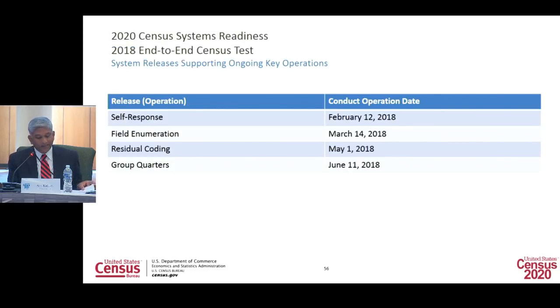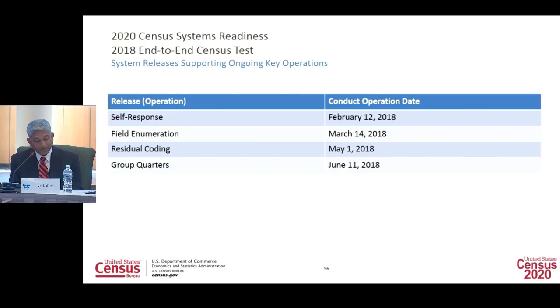Next slide, please. So as shown on the screen, we had four main sets of systems released for peak operations. For self-response, which includes the operations of internet self-response, non-ID processing, census questionnaire assistance, and paper data capture, we released, tested, and deployed 23 systems successfully. For field enumeration, including update leave and non-response follow-up, 31 systems were involved. The first-time deployment of the SetCap system e-case enumeration took place as part of the enumeration release, and that system, as you heard earlier, functioned successfully for the test and played a critical role for the non-response follow-up.